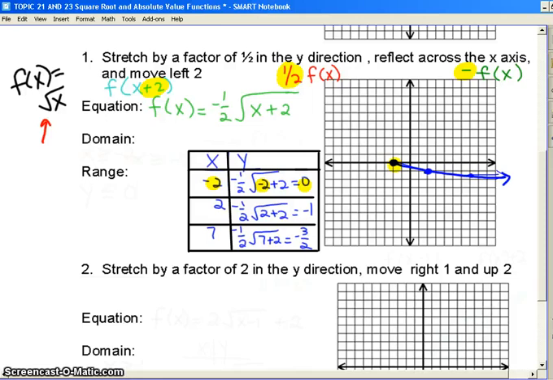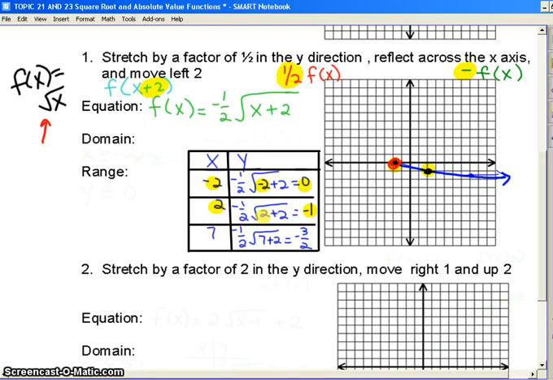We'll do one more. x equals 2. Plug that in for x. 2 plus 2 is 4. The square root of 4 is 2. Negative 1/2 times 2 is negative 1. So that's my ordered pair, 2, negative 1.